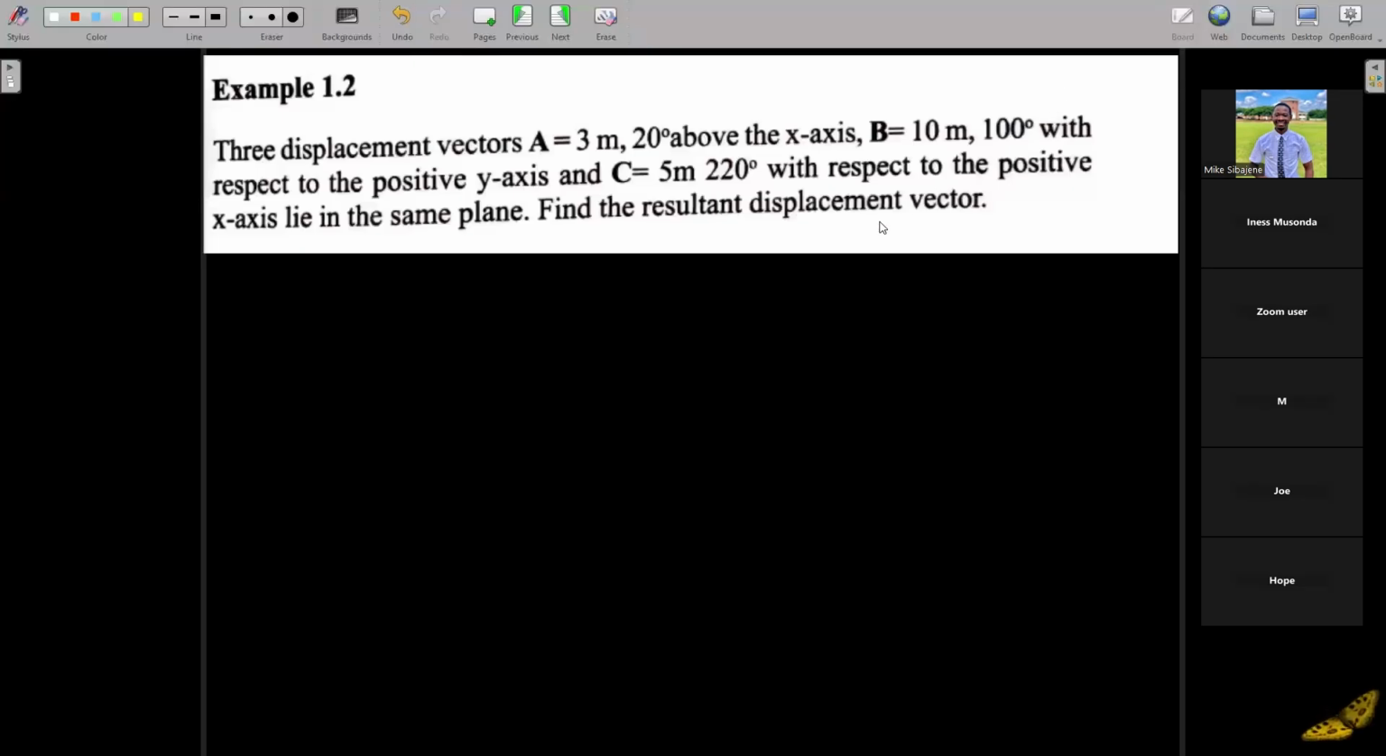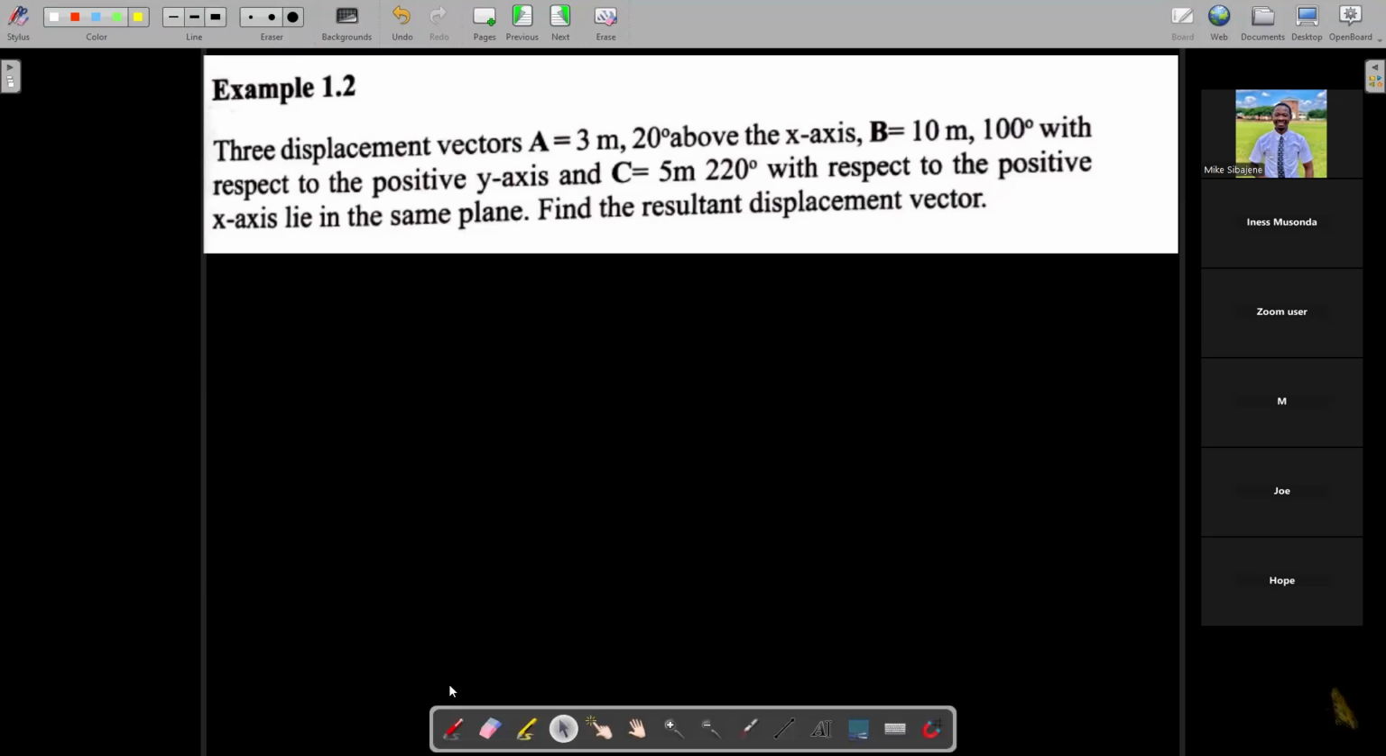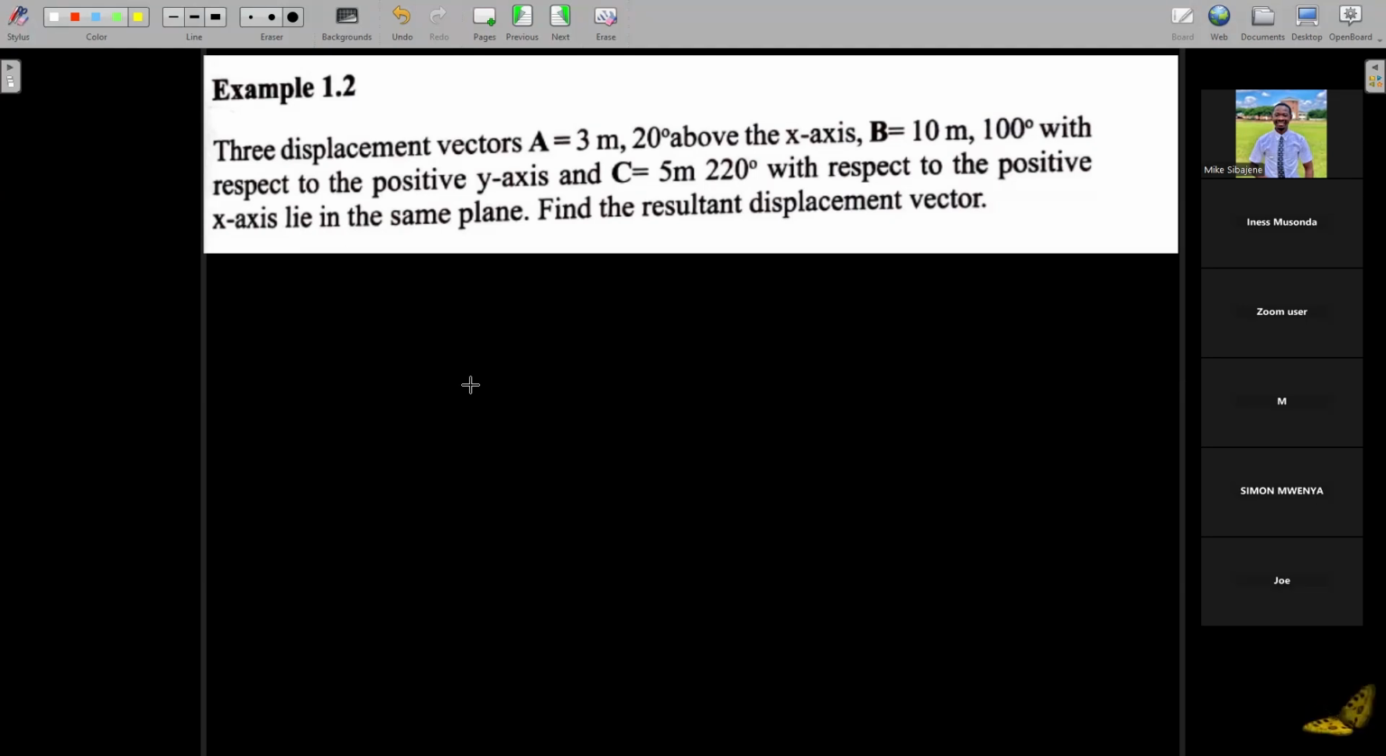Let's pay attention so that we understand whatever we are talking about. So the question is saying that three displacements of the vector, A is equal to 3 meters, 20 degrees above the x-axis, B is equal to 10 meters, 100 degrees with respect to the positive y-axis, and C is equal to 5 meters, 220 degrees with respect to the positive x-axis, lie in the same plane. Find the resultant displacement of the vector.